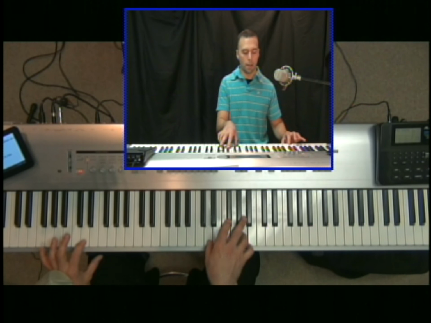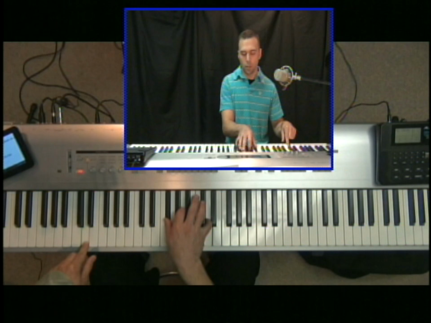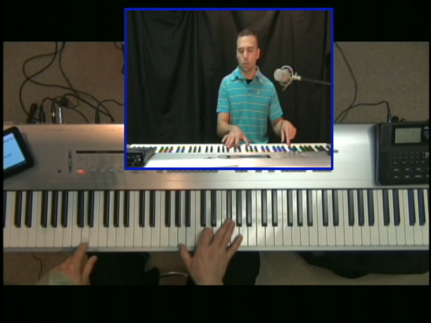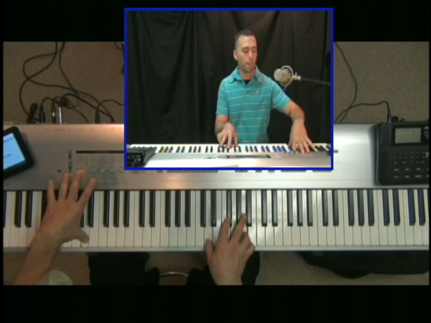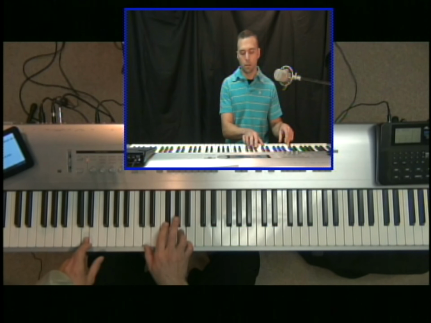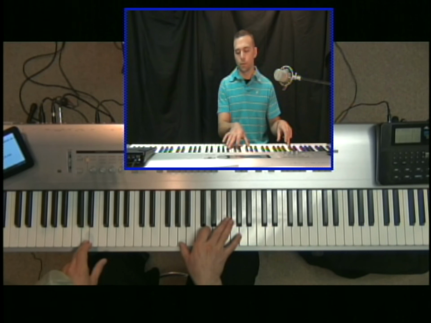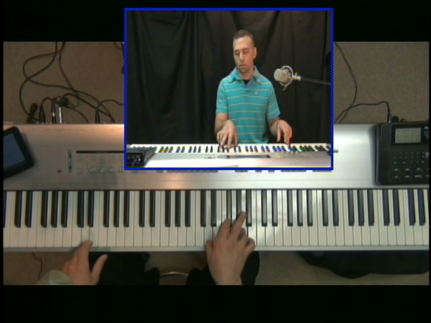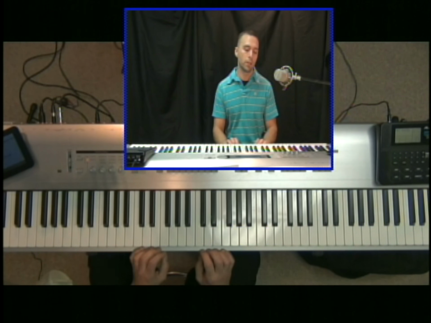Now let's add that bass with it, just to get you used to inverting the chord and playing the chord in time. So again, root position, first inversion, second inversion, root position again, and so on. So there's that repetitiveness that happens.